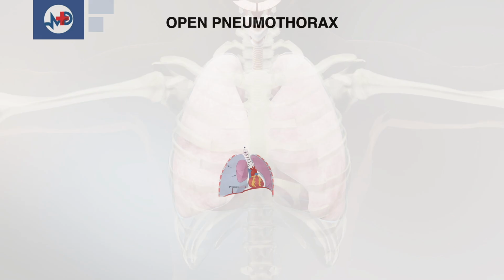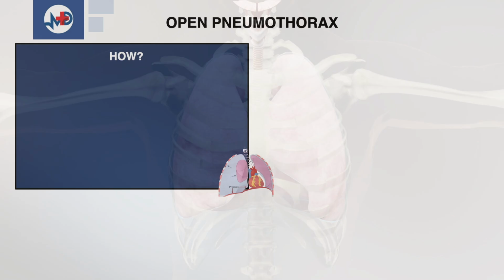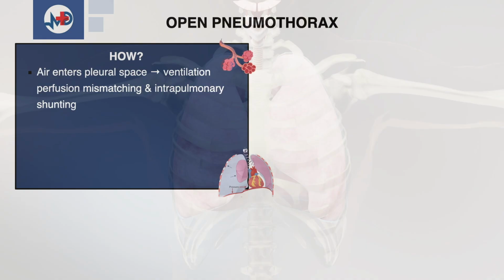There are two types of pneumothorax, which are open and tension pneumothorax. Open pneumothorax is often due to blunt or penetrating trauma or even iatrogenic. Air enters the pleural space where the affected lung becomes compressed and collapses, which in turn causes the alveoli to become underventilated, causing ventilation-perfusion mismatching and intrapulmonary shunting. If the pneumothorax is large, hypoxemia occurs and acute respiratory failure quickly develops.